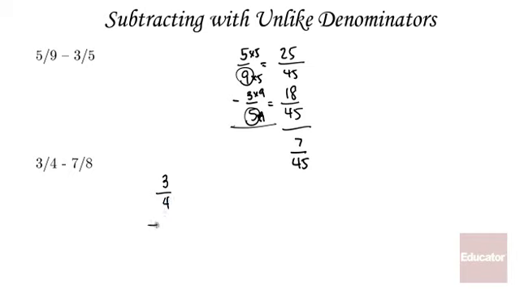3 over 4 minus 7 over 8. The denominators can both be 8. So in this case, 4 times 2 is 8, and 3 times 2 is 6. This bottom one here already has the correct denominator, so 7 over 8. 6 minus 7 is negative 1 over 8. Remember to use your rules of adding and subtracting integers, because you'll be treating the 6 and the 7 as though they are integers once the denominators are the same.